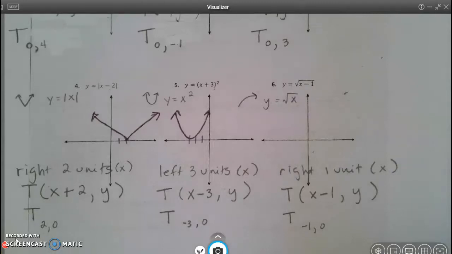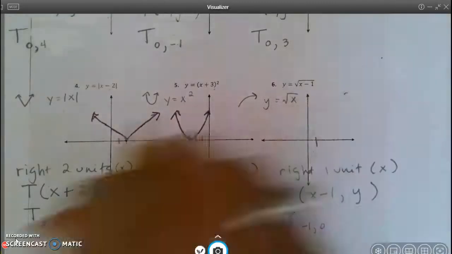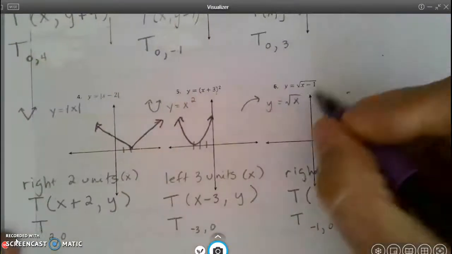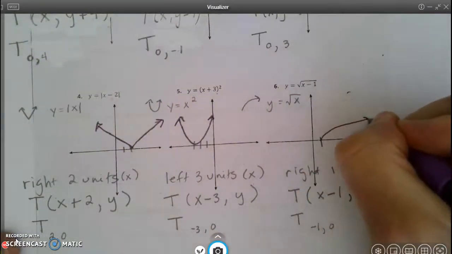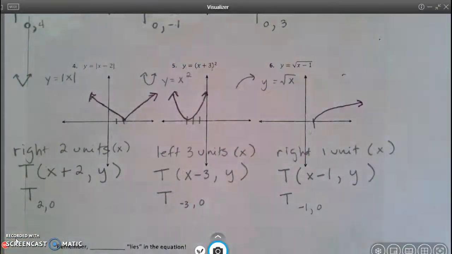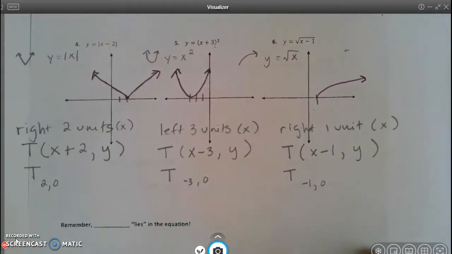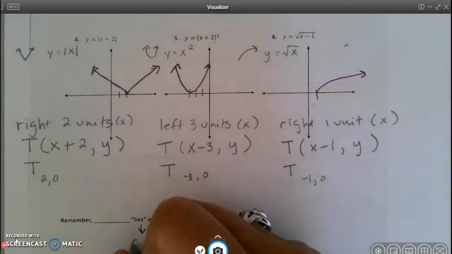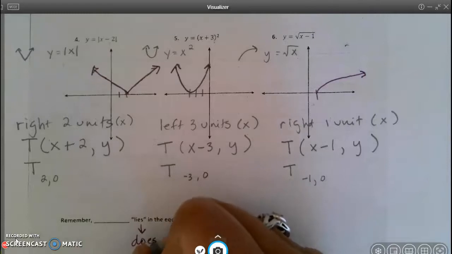And when I draw that graph, I'm going to go 1 unit to the right and draw my curve like that. Okay? All right, so let's come down here. There's this sentence here to fill in. Remember what lies in the equation, and lie as in does not tell the truth.